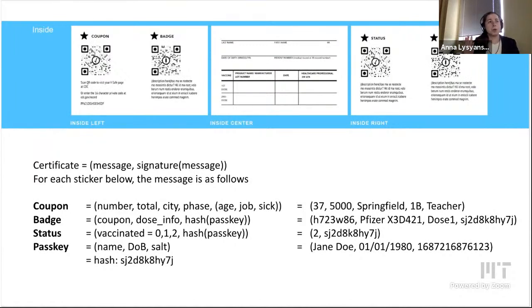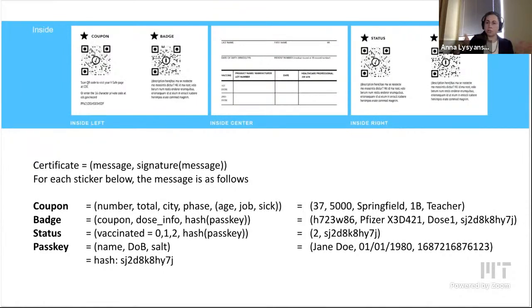So in our protocol, what is a coupon? A coupon is a signature of the issuer on all this information. It says, this is coupon number 37 out of 5,000 in Springfield with vaccination phase 1B, and your job as a teacher. So as a teacher, you get a coupon like this. It's unique to you because it's 37 out of 5,000. The other coupons have other numbers, like 38 out of 5,000, etc.